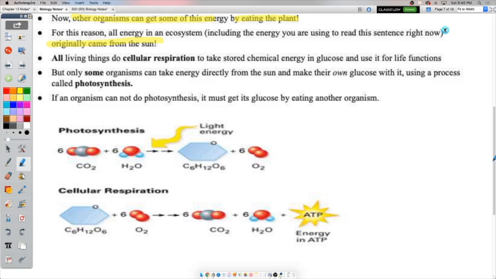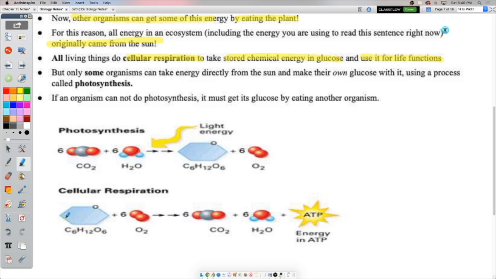So why do we know it always goes back to the sun? Well, every living thing does something called cellular respiration. You might remember that from Science 10. What is that? We take the stored chemical energy in glucose and then we use it for life functions. So wiggle your fingers. Right now, what's happening to allow you to do that is cellular respiration. This reaction right here: glucose is reacting with oxygen to make carbon dioxide and water, and more importantly, the energy that you need to do it, right?